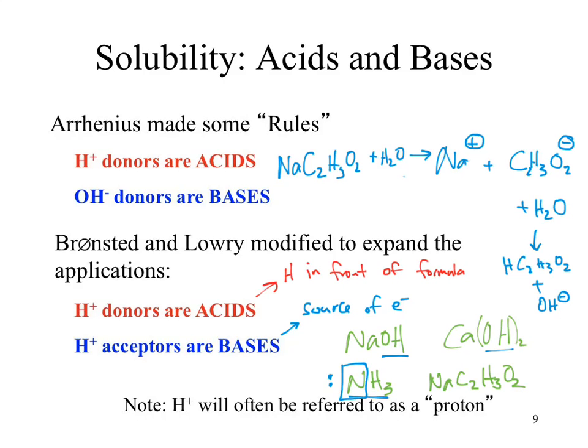So if you're going to look at an individual structure and you're trying to decide if it's an acid or a base, what are you going to look for if it's an acid? H in front of your formula. If you have that hydrogen in front of the formula, probably 99% of the time in this class, we're looking at an acid. If you're looking for a base, you see a formula and you want to determine if it's a base, what should you do? We need to look for a source of electrons.